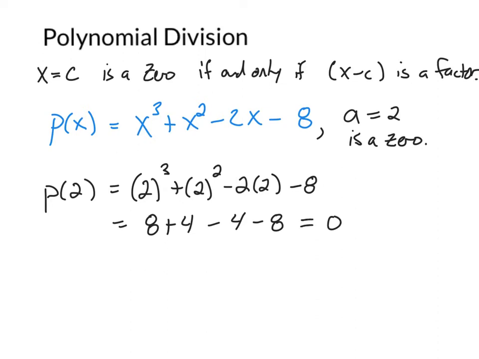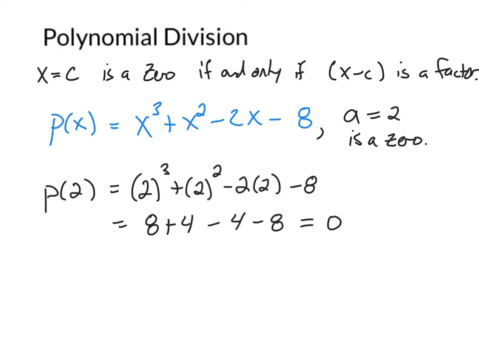Okay, so with this observation so far, I know that if I plug in 2, I get an output of 0. So what that tells me is x equals 2 is a 0 of my polynomial. So what this means is I should be able to find a factor, x minus c. So x minus c should be a factor of my polynomial.